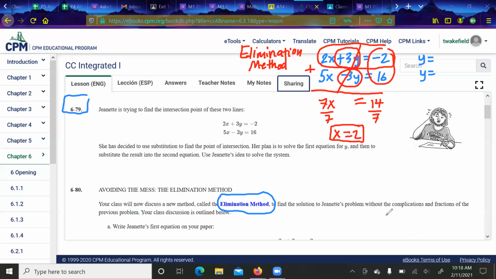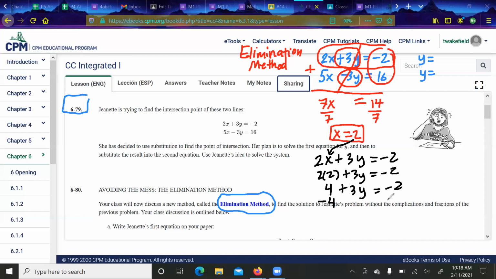So let me change colors here. I'm going to pick the top equation, 2x plus 3y equals -2. I can pick either one. I plug in the 2 here because that's what we found. 2 times 2 plus 3y equals -2. Well, this is 4 plus 3y equals -2. Subtract 4 from both sides.